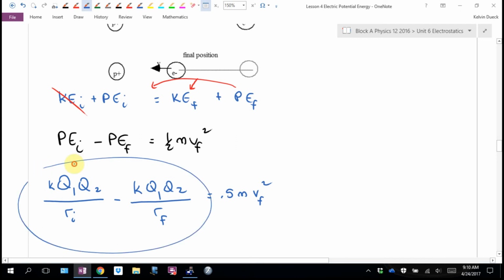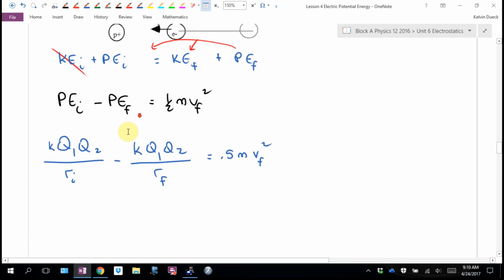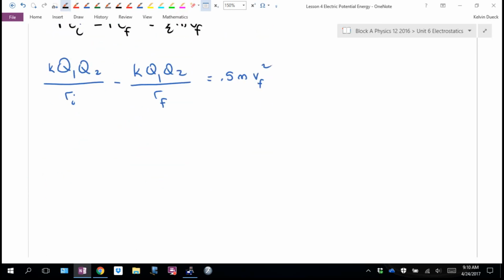I'm going to actually crunch this and just get an answer. First of all, let's substitute our values in. Did I leave you the whole page? I hope I did. Good. What was K? 9 times 10 to the 9th, yes?